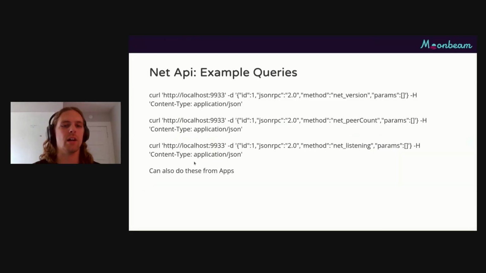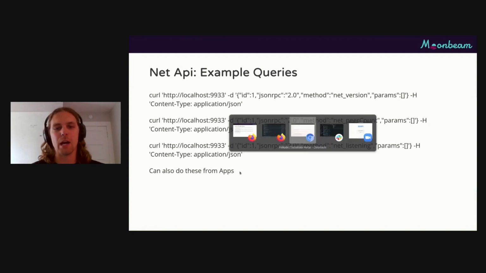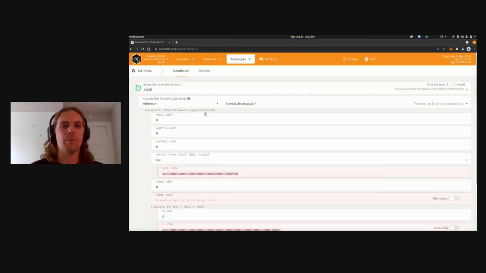And so I have a couple of example queries that we can make. These queries are pretty simple. We can ask for things like the net version, the peer count, and whether we're listening for transactions. We can do them by curl. I put the example ones there, but we can also do them from Apps, and it looks a little nicer from Apps. So I'm going to show you that way.